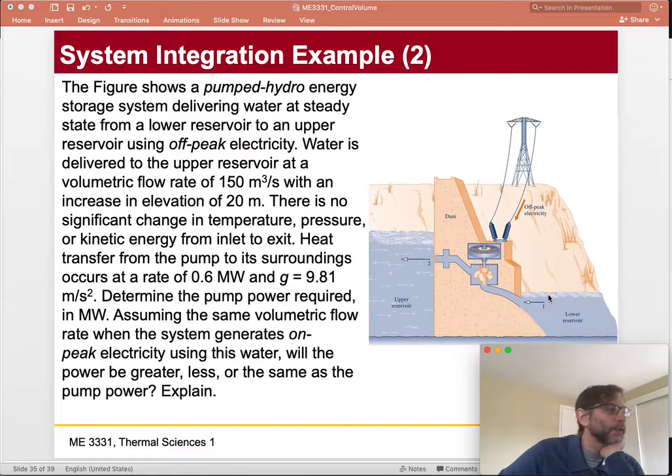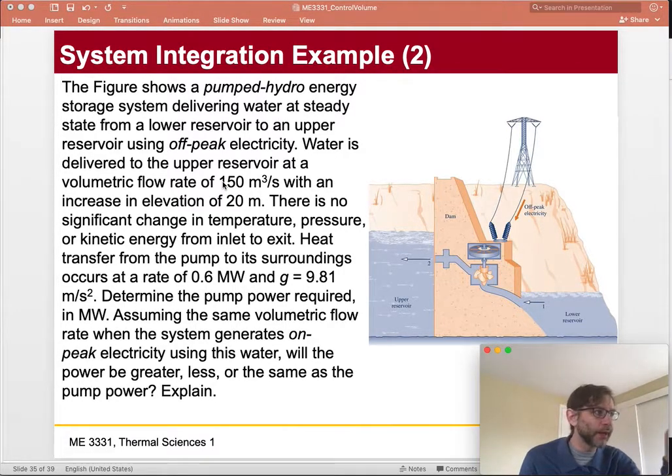Okay, so the figure is showing a pumped hydro energy storage system delivering water at steady state from a lower reservoir to an upper reservoir using off-peak electricity. So electricity is used, in this case, to run a pump, which then pumps water from the lower reservoir up to the upper reservoir, delivered at a volumetric flow rate of 150. Now, we haven't done volumetric flow rate yet, but it's easy. It's a matter of just doing some density calculations, and then you can get mass.